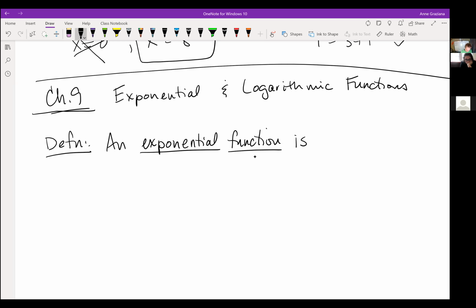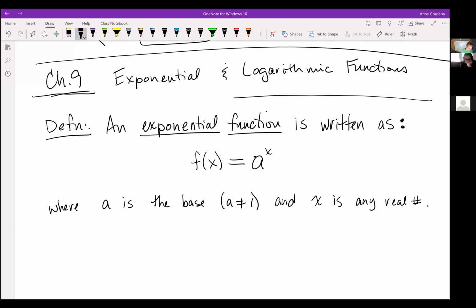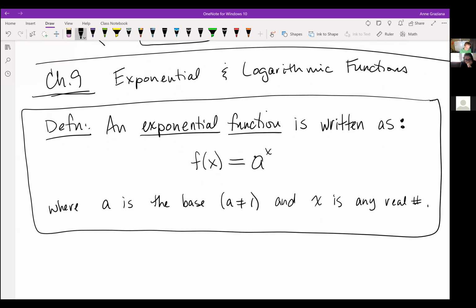is written as f of x is equal to a to the x, where a is the base and a cannot equal 1, and x is any real number. Okay.